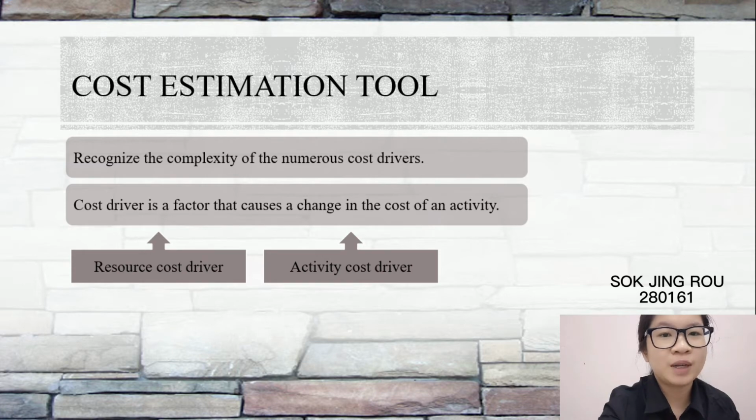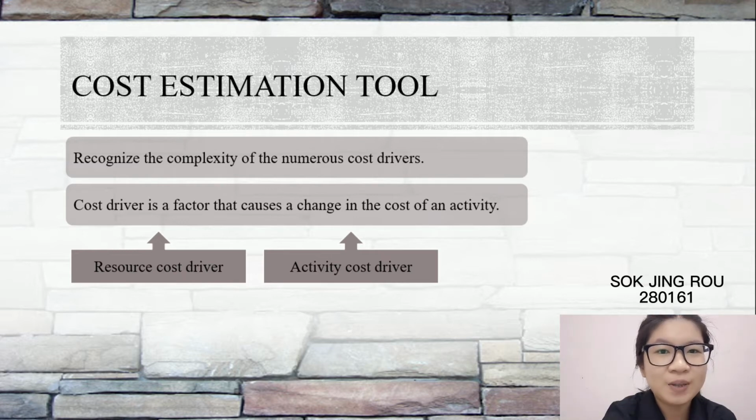A cost driver is a factor that causes a change in the cost of an activity. Cost drivers are divided into two groups. The first group is the resource cost driver. It is a measure of the quantity of resource consumed by an activity and is used to assign the cost of a resource to an activity or cost pool.